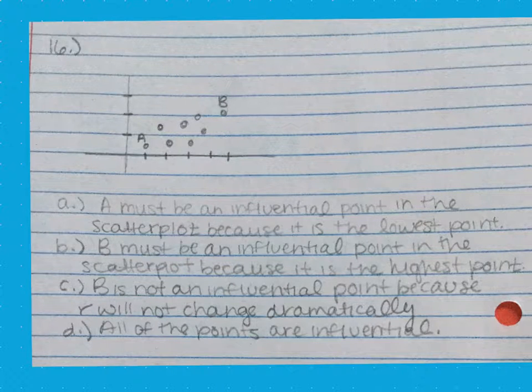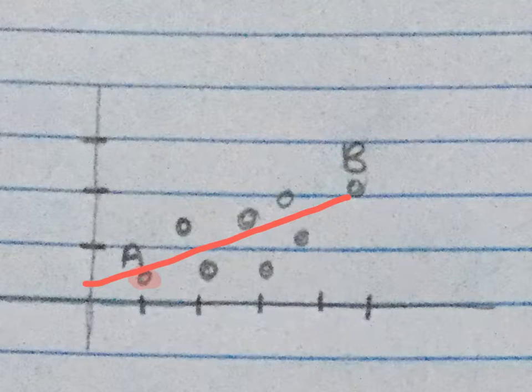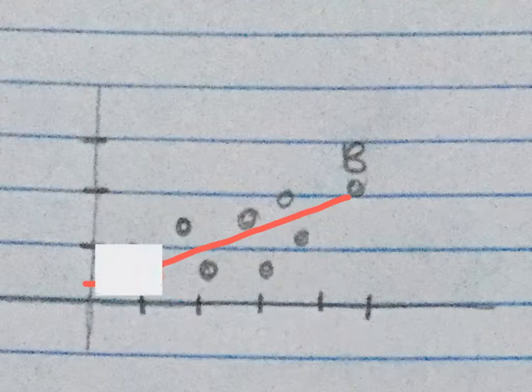A states that point A must be an influential point in the scatter plot because it is the lowest point on the scatter plot. So if we look at point A, we can see that the correlation, or R, would be a line something like that. But if you took away A, you could see that the line doesn't necessarily change. So we could conclude that A is not an influential point.